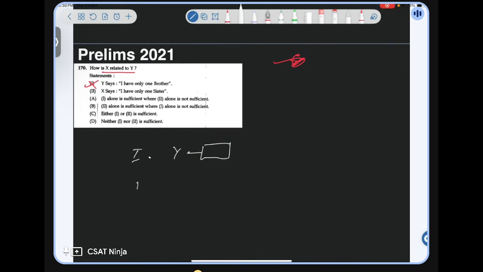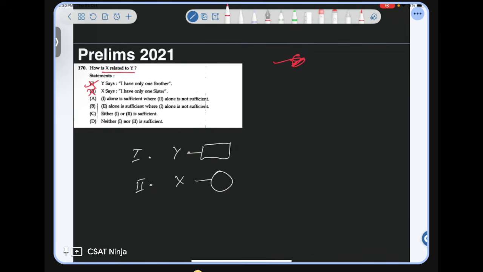Statement number 2 says what? X says, "I have only one sister." Same thing here. Don't make assumptions. Statement number 2 doesn't say anything about Y, which means I can't put a Y value here. So statement number 2 alone is also not sufficient.